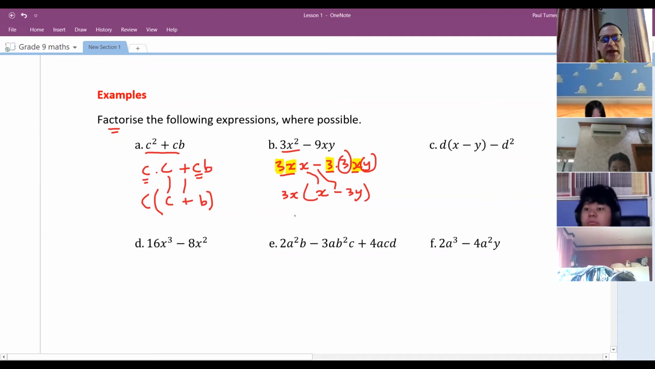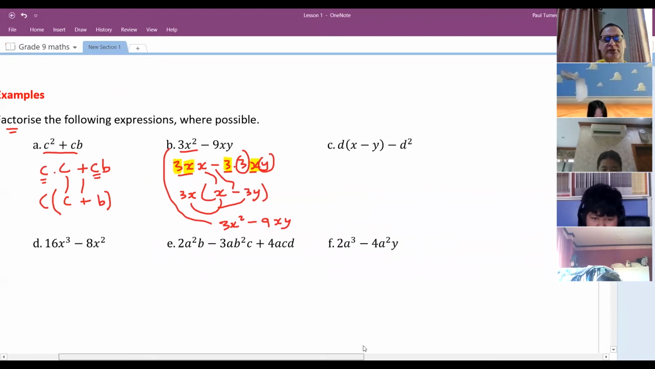So if you want to check your answer, 3x times x, 3x squared, 3x times 3y minus 9xy, which is the same. Okay, so when you do these, if it's a big problem, you may want to multiply these numbers out.